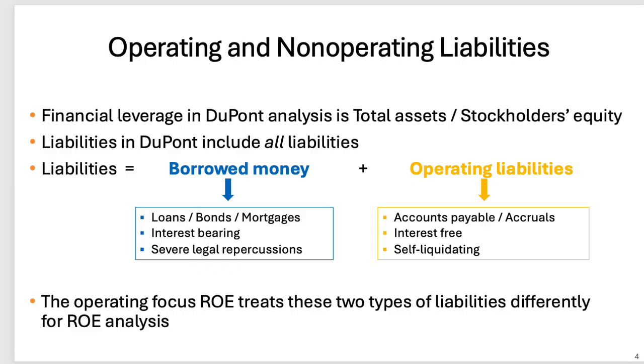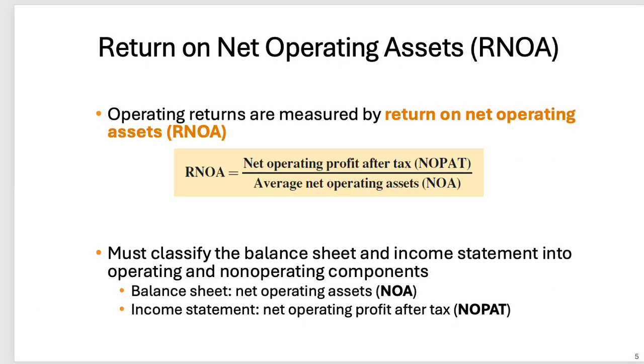Loans, bonds, mortgages if applicable, interest-bearing types of liability instruments, which you see there, versus the operating liabilities, which are somewhat self-liquidating. So the operating focus initiative treats these two different types of liabilities quite differently for the sake of analyzing ROE with an operating focus. The same is true, of course, with assets.